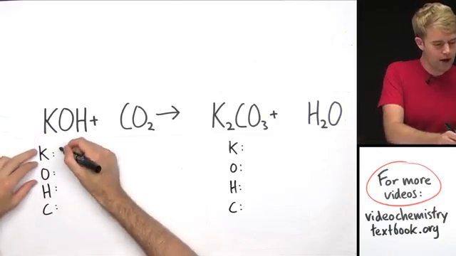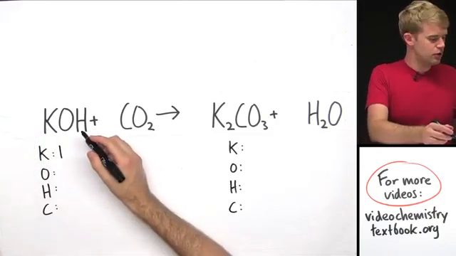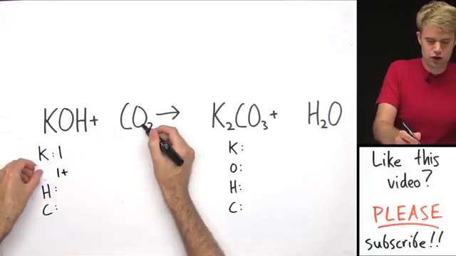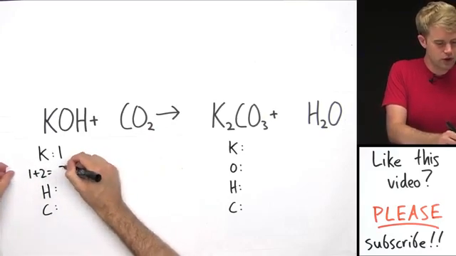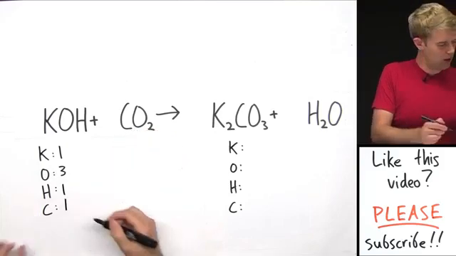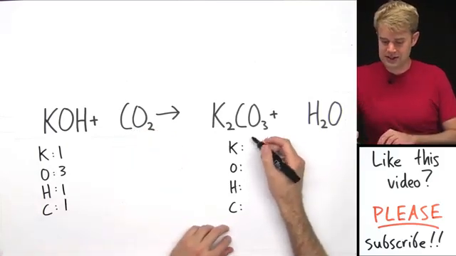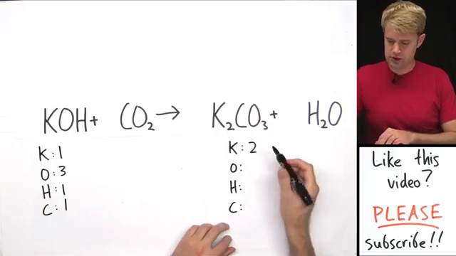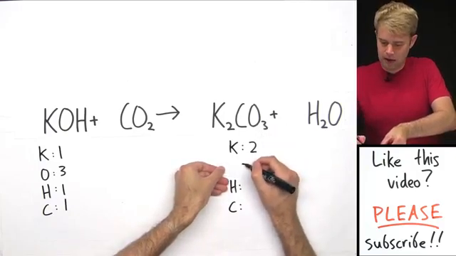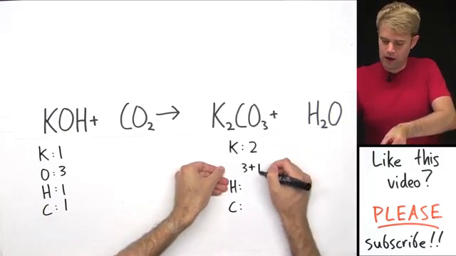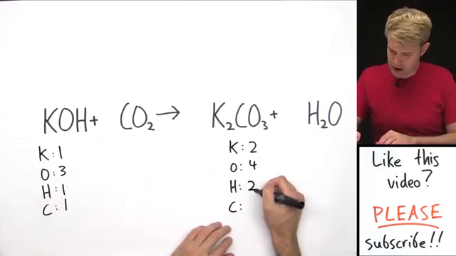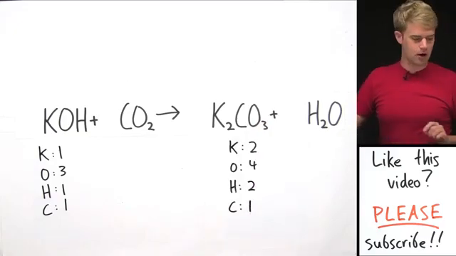Okay, we got 1 potassium here. Now for oxygen, this is where you've got to be a little bit more careful, okay? Because we have 1 oxygen here, but then we have 2 oxygens here. So 1 plus 2, total we have 3. Then hydrogen, we got 1 of those, and carbon, we got 1 of those. Over here for potassium, we have 2 of these because we got K2. Then oxygen, we have 3 there, and we have 1 there. It's going to give us 4 total. Then we have H2, we have 2 hydrogens, and 1 carbon.